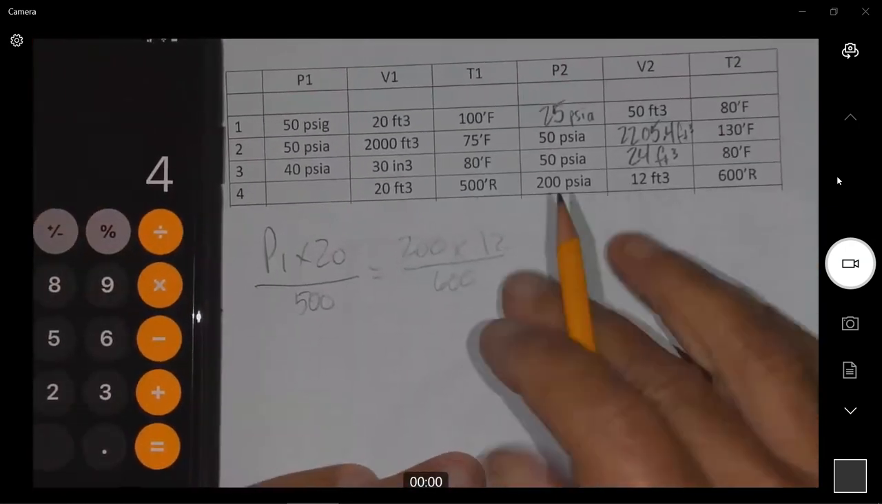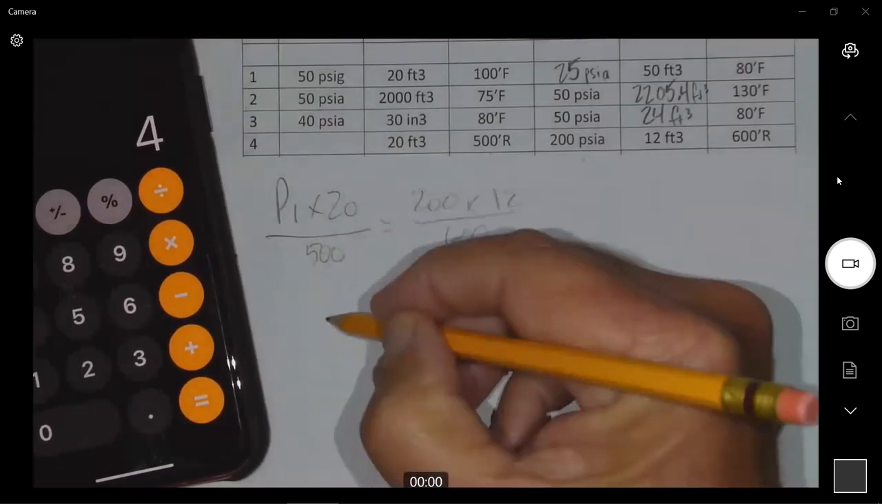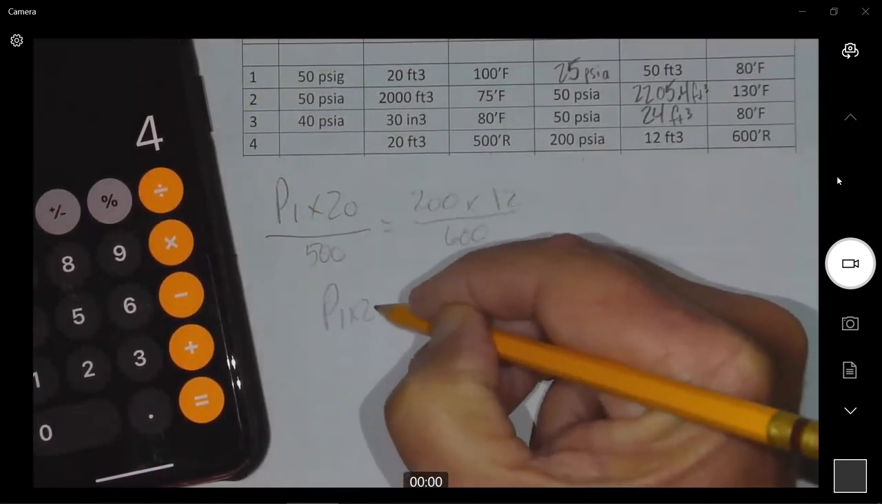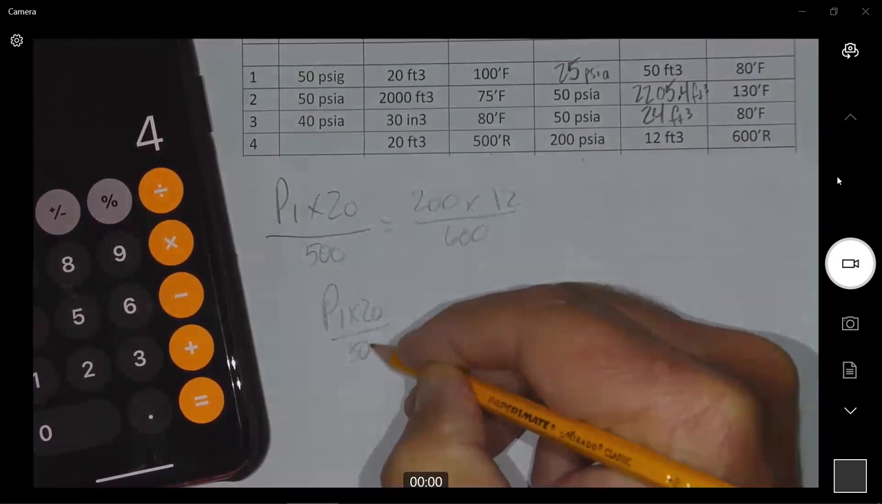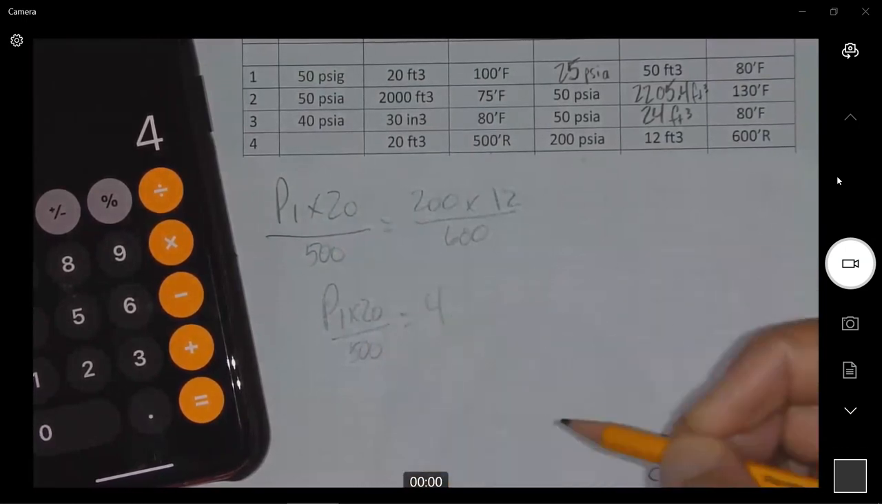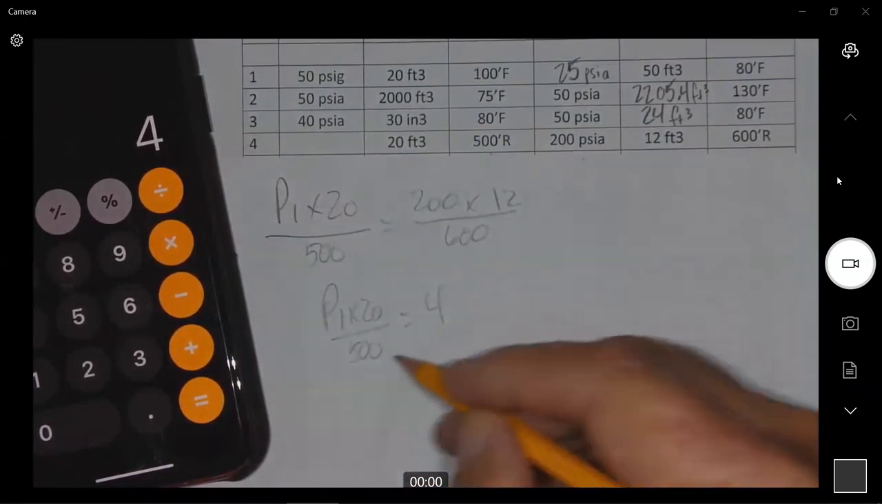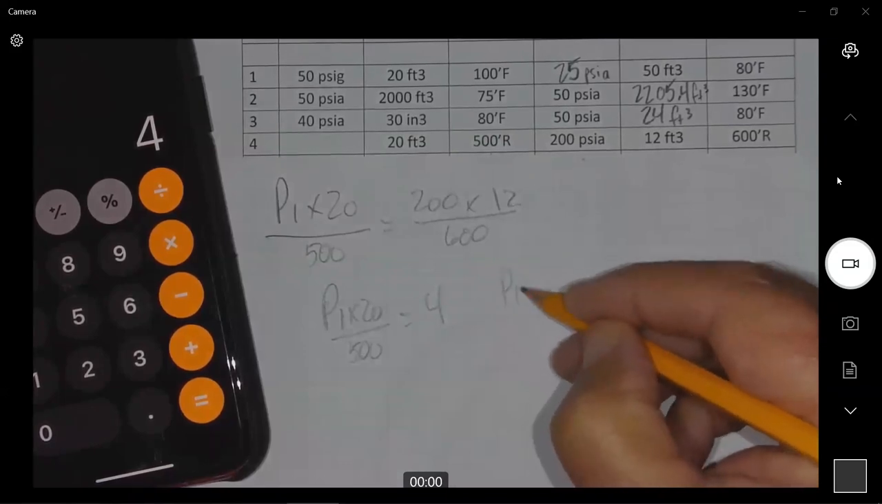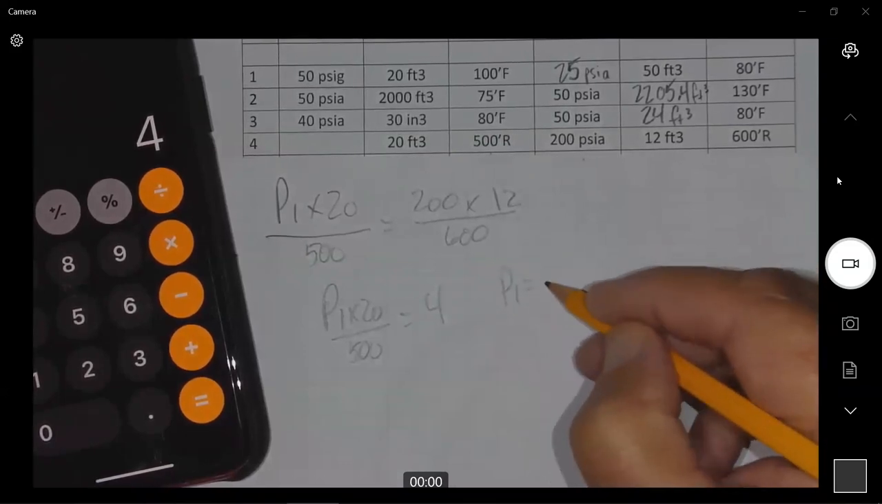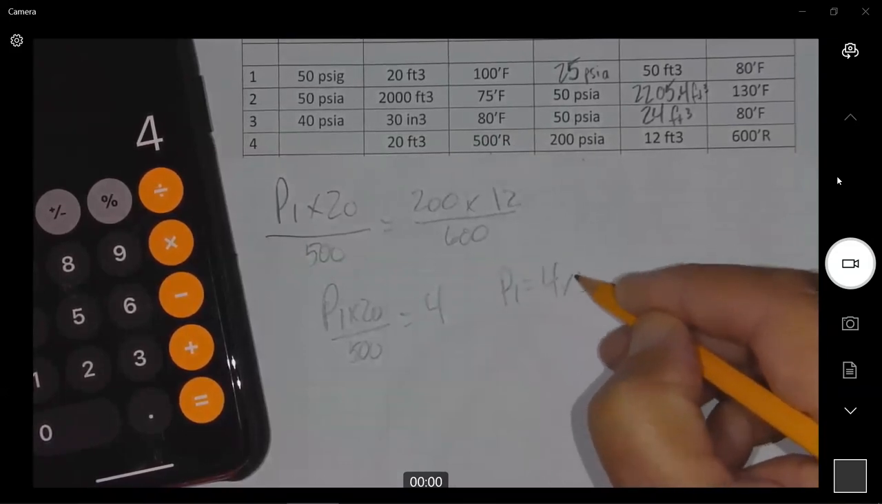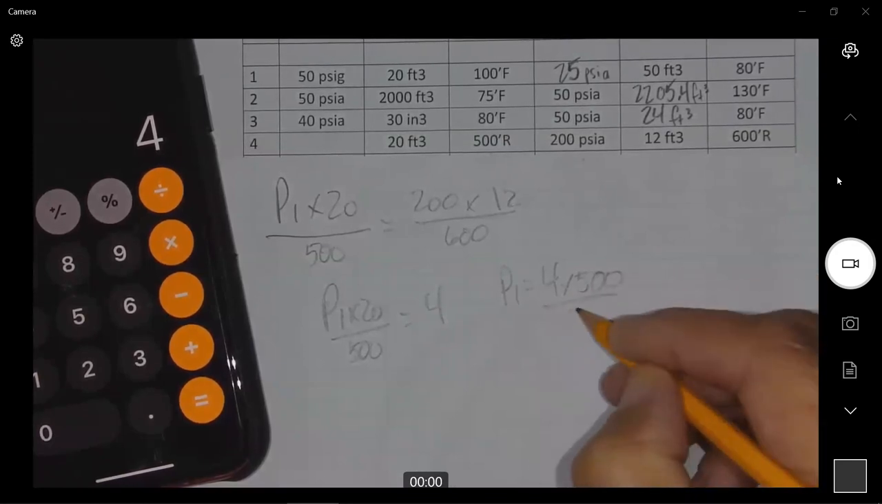So P1 times 20 over 500 equals 4. So P1 equals 4 times 500 over 20.